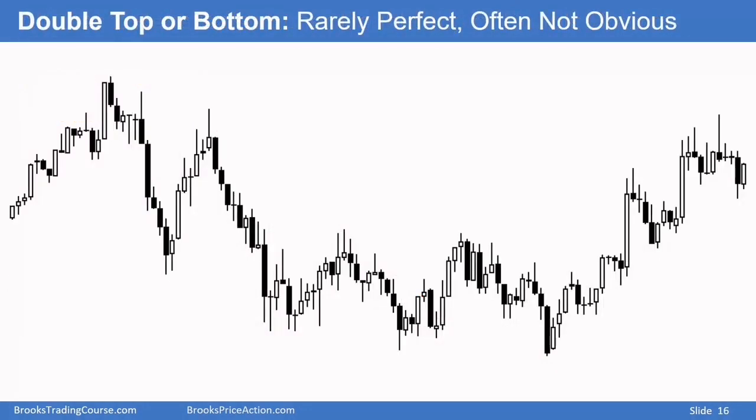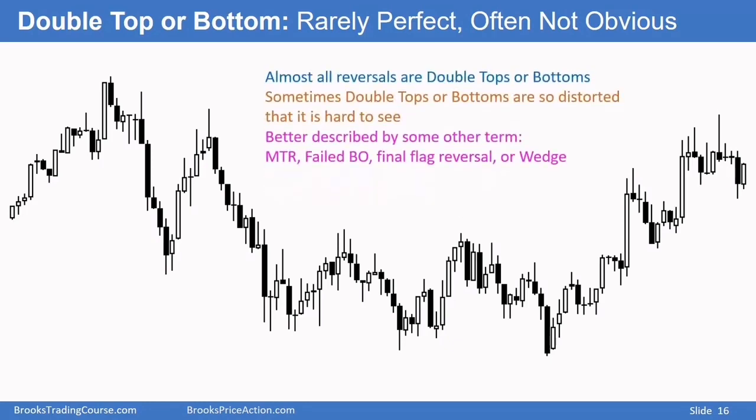Double tops and double bottoms, they're rarely perfect, and a lot of times they're not all that obvious. A lot of times they're distorted, and it's difficult to see them. And a lot of times traders will describe them by some other term, like a major trend reversal, a failed breakout, a final flag reversal, or a wedge. But there's still a double top there or a double bottom there, if you understand what's going on and you know what to look for.